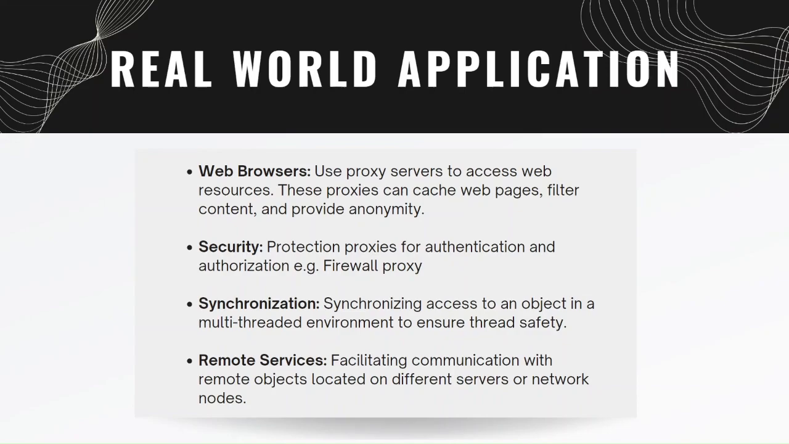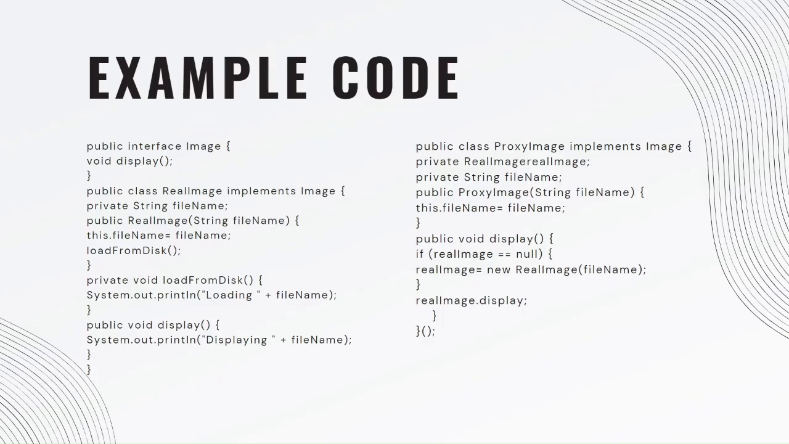So let's move to some of the code. The provided code is an example of a proxy pattern, specifically a virtual proxy. It delays the creation and loading of a real object, in this case a real image, until it is needed, that is, when the display method is called. The image interface defines a common interface with the display method. The real image implements the image interface, loads the image from the disk in the constructor, and displays the image in the display method. The proxy image implements the image interface and contains a reference to a real image object.